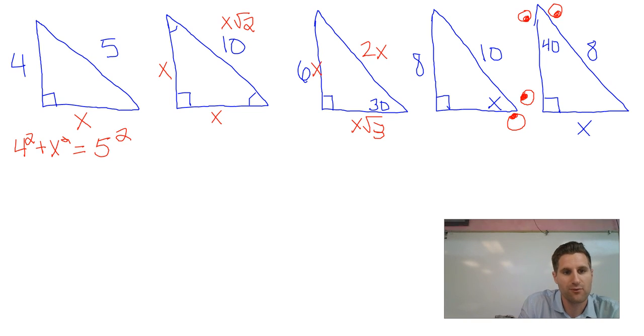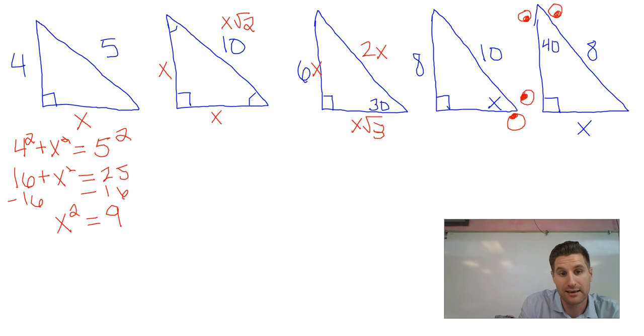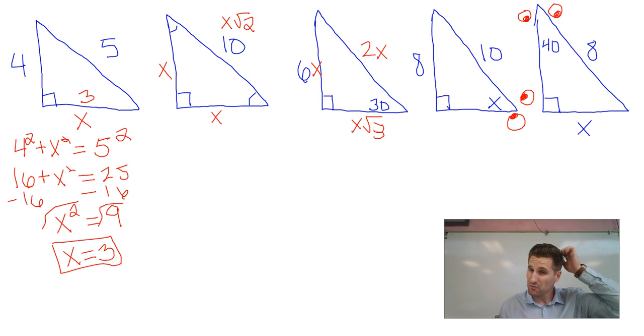This first one right here, 4 squared, is going to be 16 plus x squared equals 25. Go ahead and subtract, and we get x squared equals 9. Take the square root, and x equals 3. So we get our side of 3. And some of you might have known that 3, 4, 5 is actually a Pythagorean triple, so you actually could probably do less work than that.